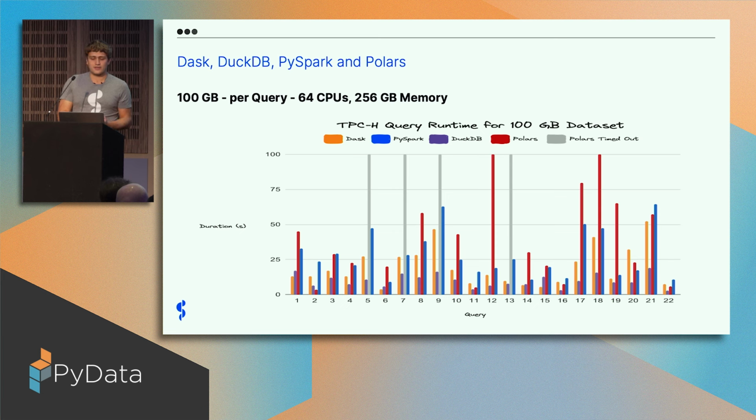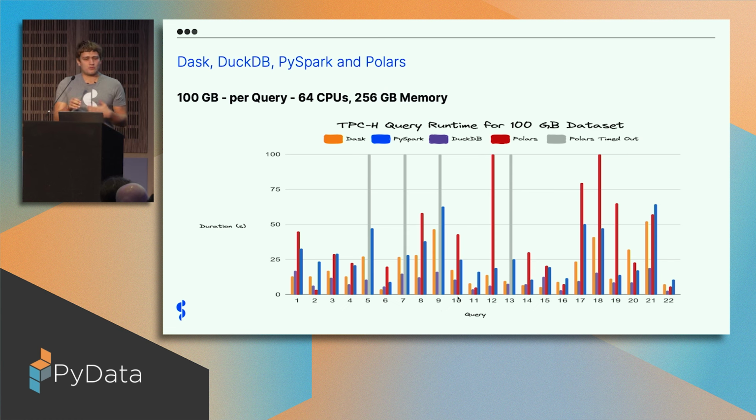DuckDB is very, very fast. DuckDB on this scale is probably the fastest tool you can use. So if you have 100 gigs of data, then DuckDB is probably the tool you should use if you're fine with a SQL interface. There are people that don't like SQL, and then it's a little bit harder.